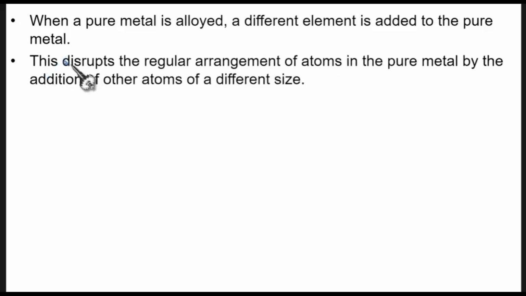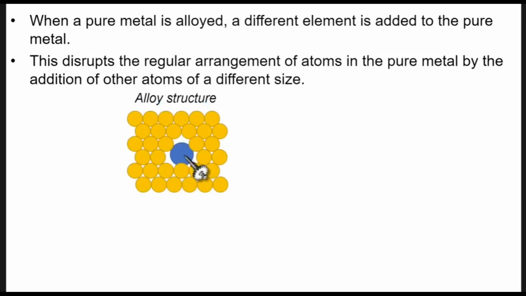So this disrupts the regular arrangement of atoms in the pure metal by addition of other atoms of a different size. Let's say this is now an alloy structure. In this alloy structure, you'd find that if a different metal is added with a different size of atom, like in this case, this is a pure metal that we looked at. Now it has been alloyed by adding another metal whose atoms are bigger than this.